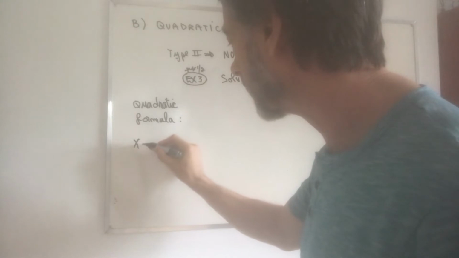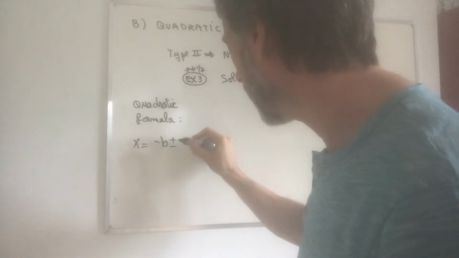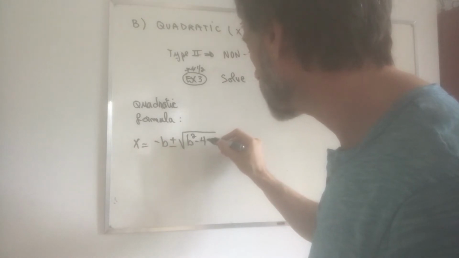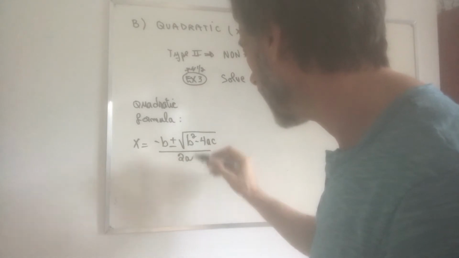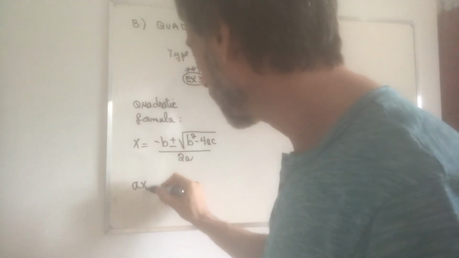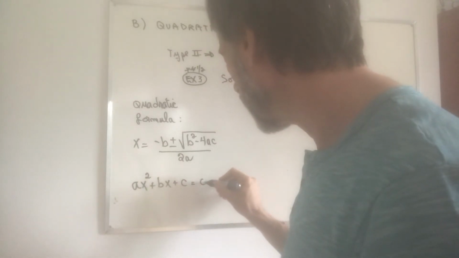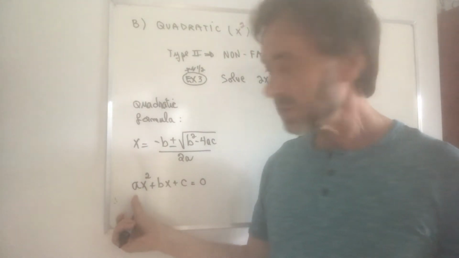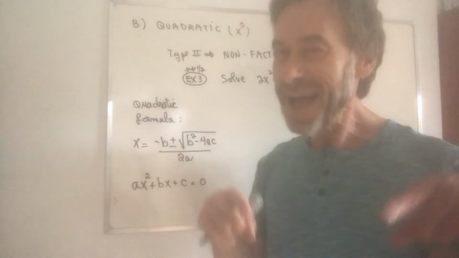What is it? x is equal to minus b plus or minus the root of b squared minus 4ac, over 2a. And what do these guys mean? What's a, what's b, what's c? They all come from ax squared plus bx plus c, and you got to make sure that it's equal to 0. So as you can see, a is the coefficient of x squared, always. b is the coefficient of x, always. And c is the constant, always.